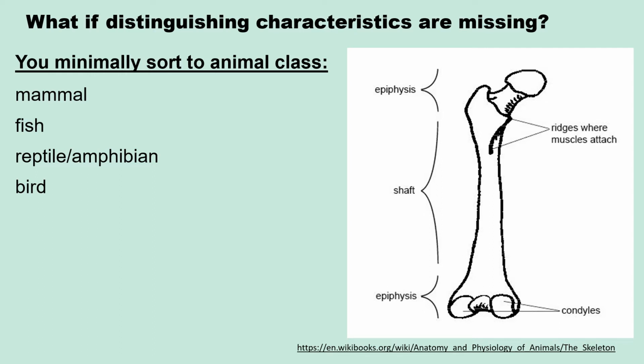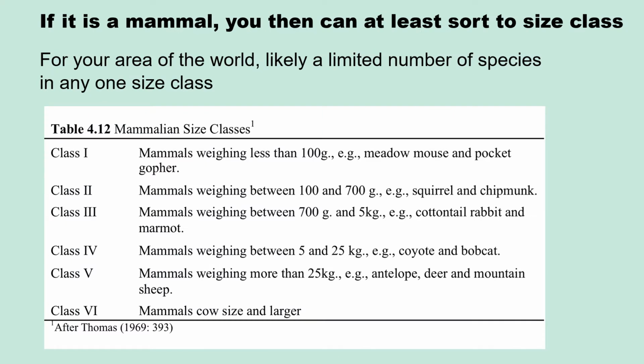What if the distinguishing characteristics are missing from your bone? You don't have ridges where muscles attach. You're missing the epiphyses. Well, you would minimally sort to animal class: mammal, fish, reptile, amphibian, or bird. If it's mammal, you can then at least sort to size class. And for your area of the world, there is likely a limited number of species in any one of these size classes.